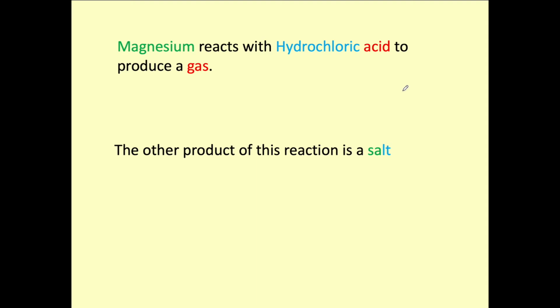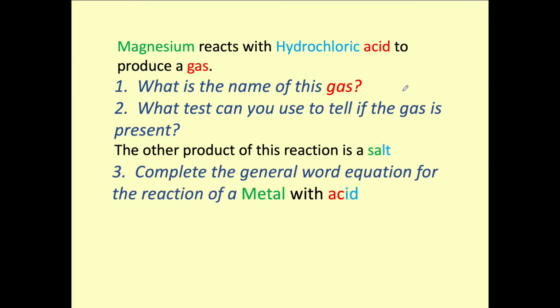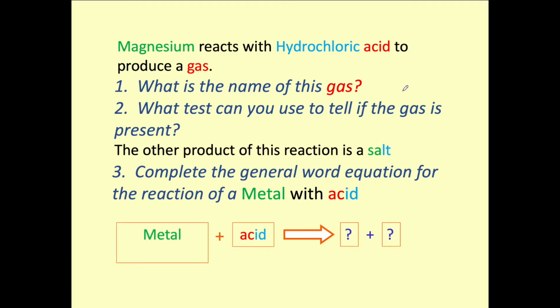So magnesium reacts with hydrochloric acid to produce a gas. What is the name of the gas, and what test can we use to tell which gas it is? And then the other product in this reaction is a salt. So can you please complete the general word equation for the reaction of a metal with an acid? There should be space on your worksheet to answer those questions. So pause the video whilst you have a go at this.